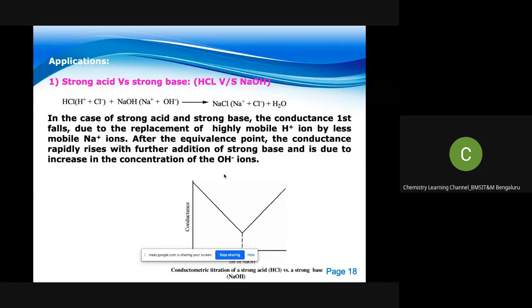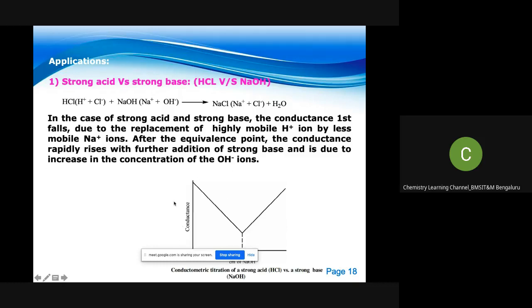Neutralization reaction is taking place. So HCl is going to get neutralized by the addition of NaOH. So what happens? In the case of strong acid and strong base, the conductance is going to fall down, due to the replacement of the highly mobile H+ ions by less mobile Na+ ions. And after the equivalence point, the conductance rapidly rises with further addition of strong base, and is due to the increase in the concentration of the OH- ions.